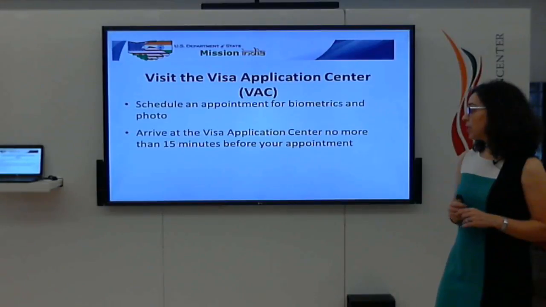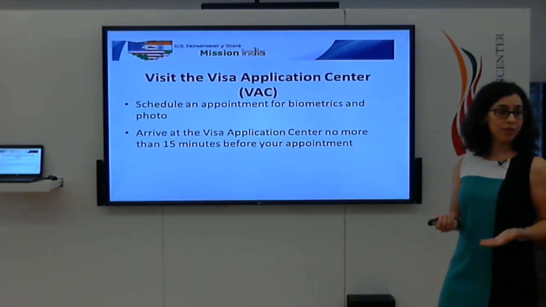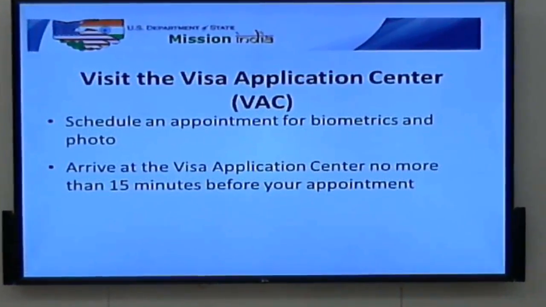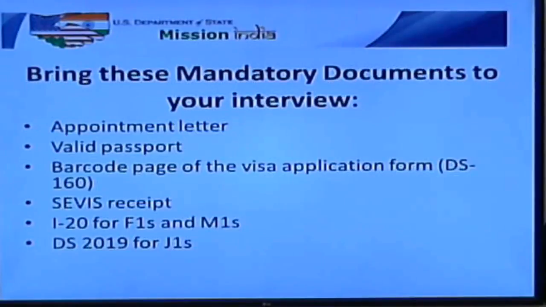So this is the first appointment that we had talked about, where you schedule a time to go to the Visa Application Center for the biometrics and the photo. Just arrive there about 15 minutes before your appointment. Don't get there too early. Don't be late to your appointment, but about 15 minutes before is a good time to arrive. And there, again, it's very simple. They will guide you through the process. We have an excellent team that works out there that will help you through this.